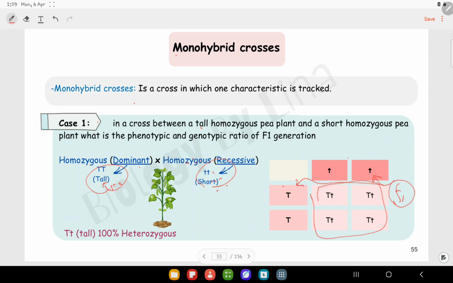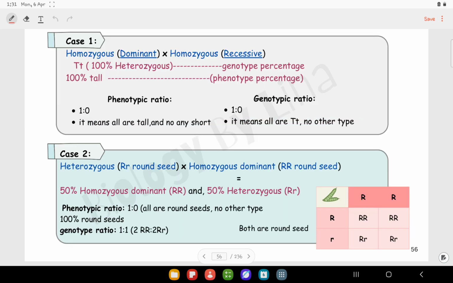Or two pure parents. When you cross two pure parents here, or two contrasting traits, or two true breeding here, they are contrasting. At that time, you will get 100%. They are all heterozygous and they are all dominant. So like the F1 generation of Mendel. So this is in case 1. If you have homodominant and homorecessive, we said all the offspring will be hetero, 100% tall.